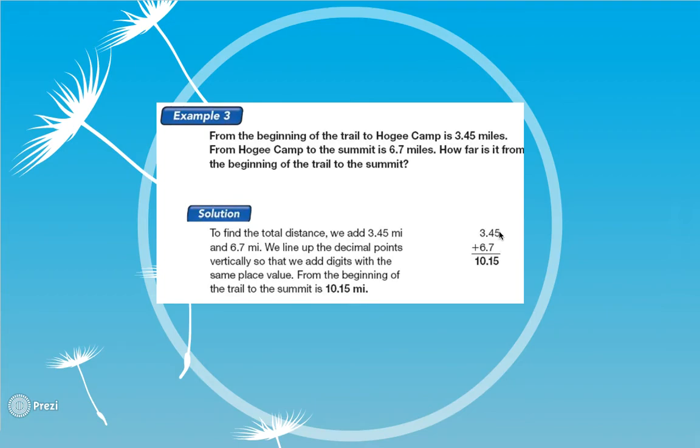All right, so as we put our 0 in, 0 plus 5 is 5, 4 plus 7 is 11, carry the 1, 1 plus 3 is 4, plus 6 is 10. All right, and make sure that you line up your decimal point. And it is miles, so make sure that you put in your miles as well.